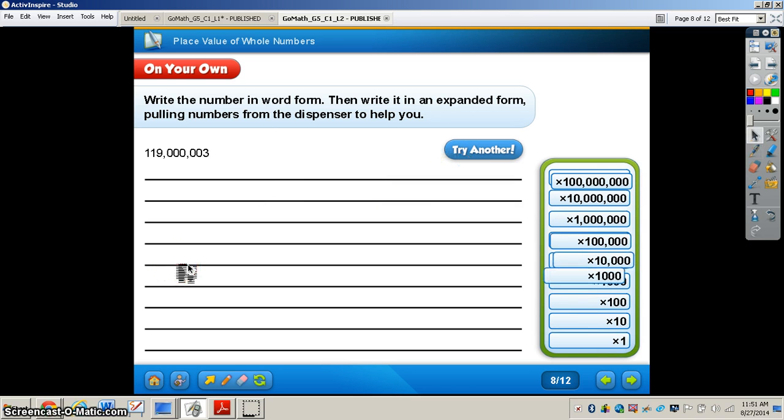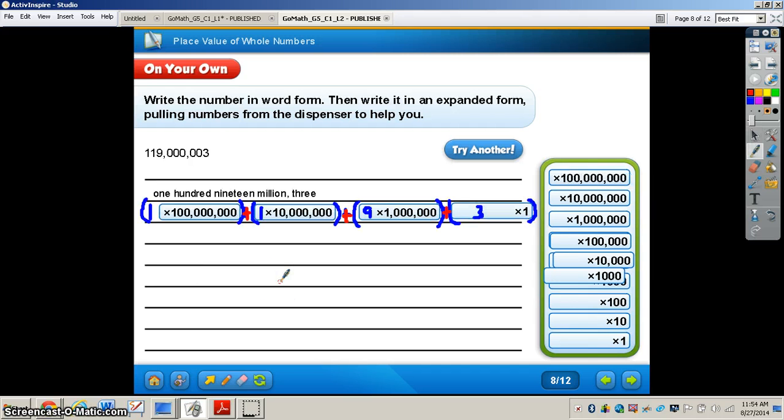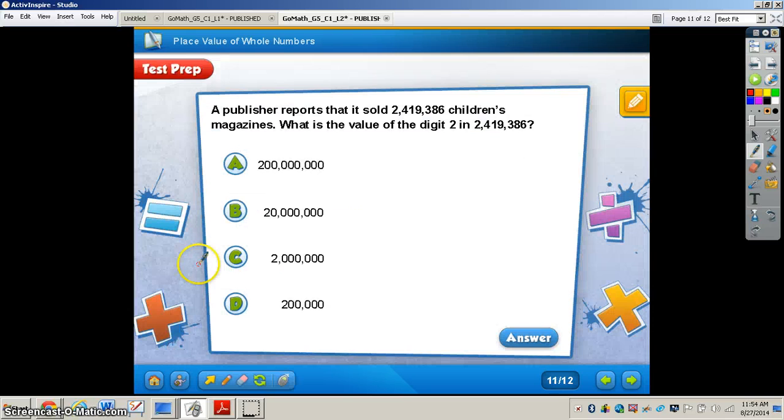And I want you to work through this problem as well. Pause the video now. And here are the answers for that problem. Check it over with the ones that you put in your book. Work through this final problem all by yourself. Pause the video now. And you should have had the answer, letter C.